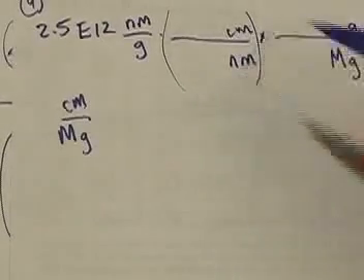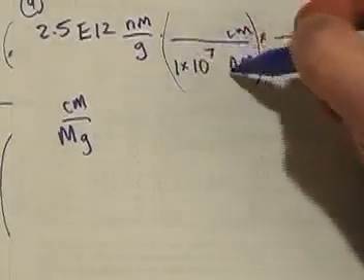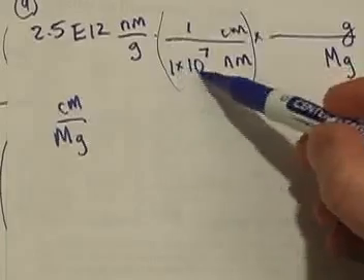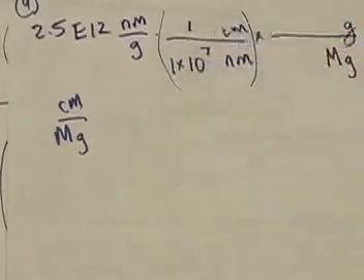Well, which one's the small unit? Nano, obviously. So there's 10 to the 7, or 1 times 10 to the 7 of the small unit in 1 of the big unit. And you can write the 1 times the, or you can just write 10 to the 7th. They mean the same thing, because of course 1 times any number is that number.